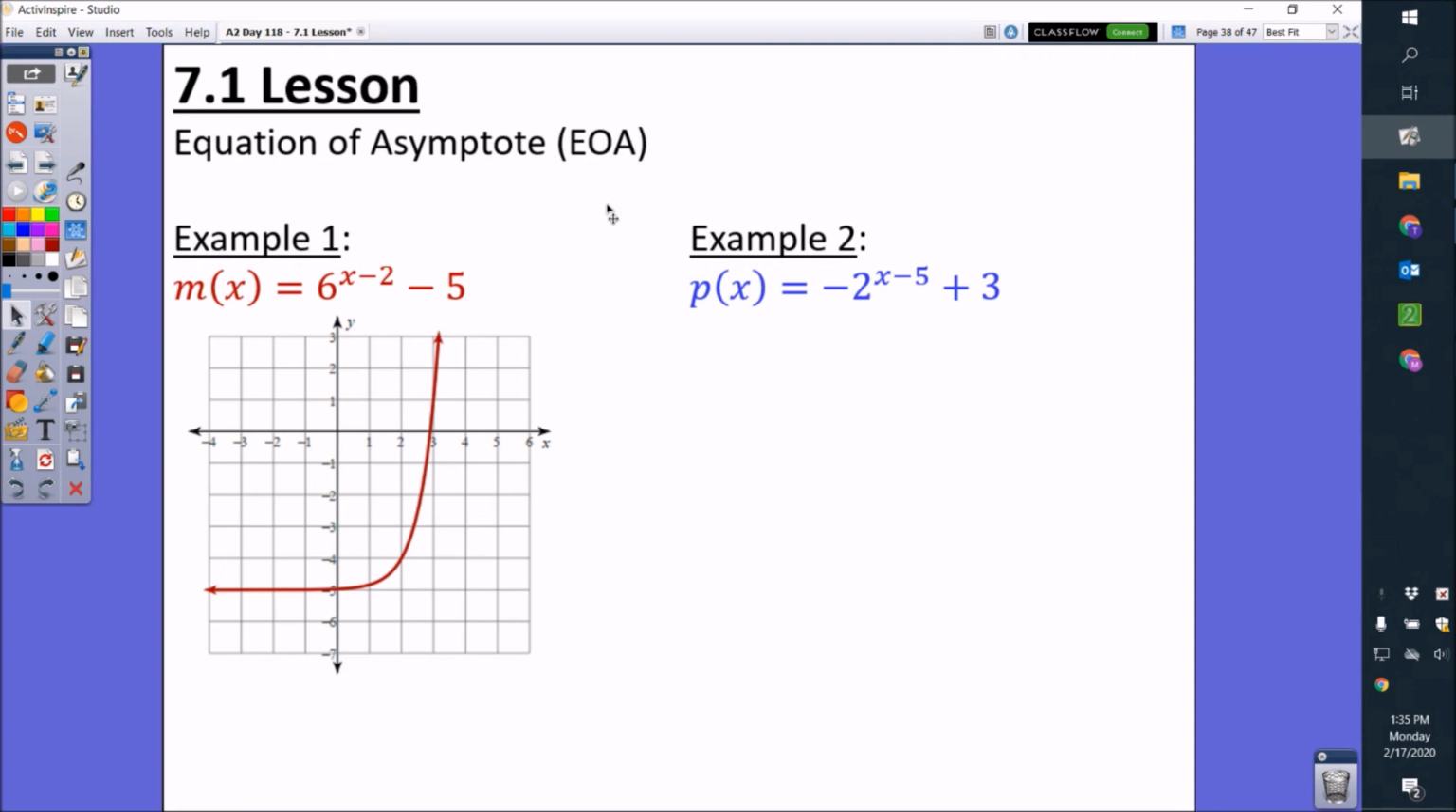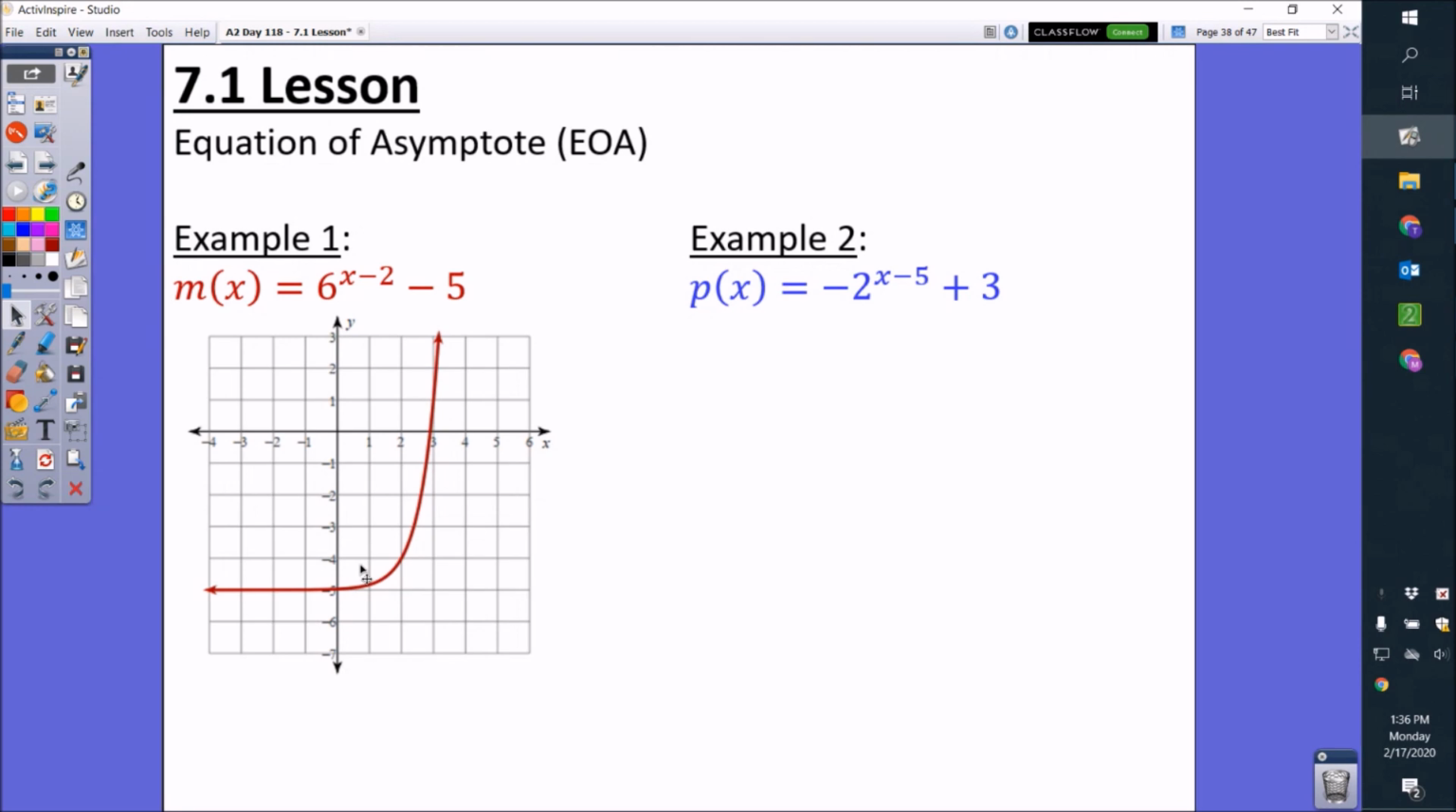Example 1 is m of x equals 6 to the power of x minus 2 and then minus 5. Now below, I gave you the corresponding graph, and here's why the asymptote comes in. So here we're going to be writing out the equation for the asymptote. This is going to be the horizontal asymptote. Later on, we're going to focus on vertical asymptote, but for this section, we're mainly going to focus on horizontal asymptote. Keep in mind that in the next chapter, we're going to be using horizontal asymptote with vertical asymptote. But for this one, we're going to do horizontal.